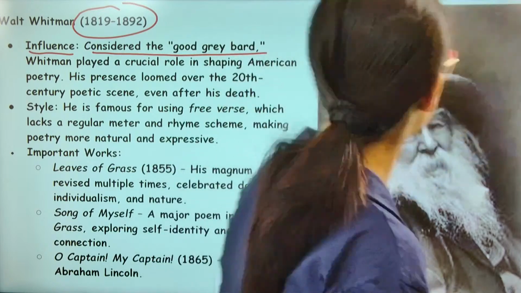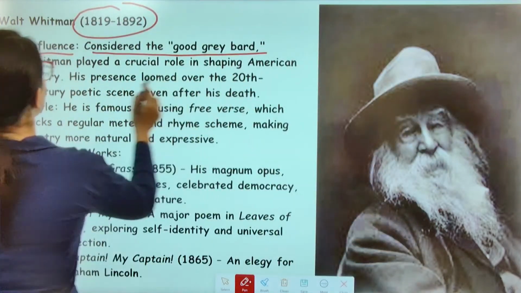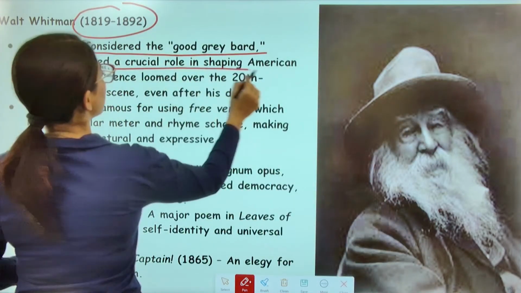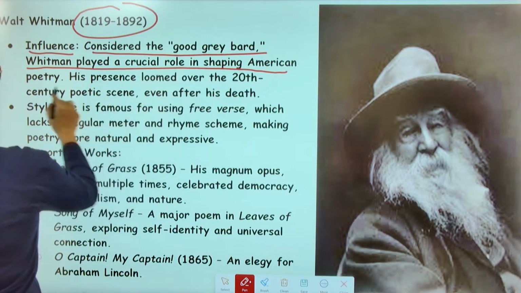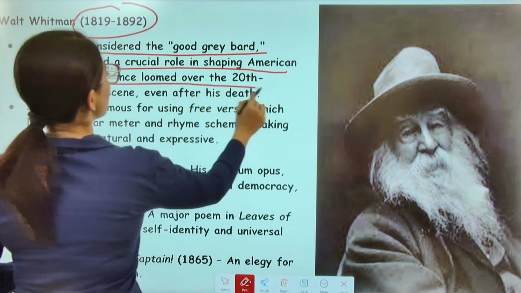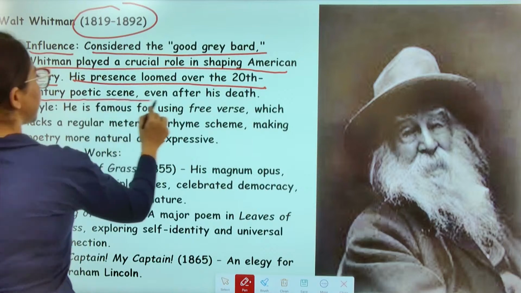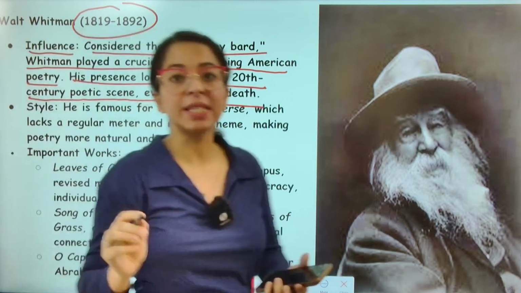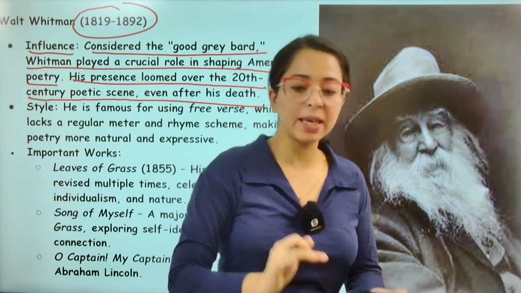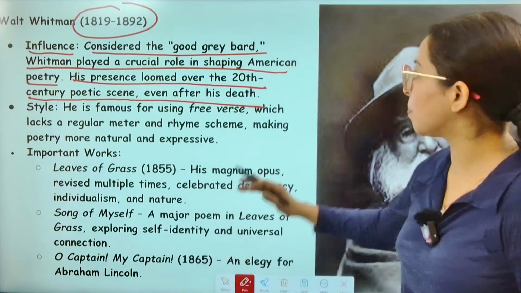So over here we can see influence: considered the good grey bard. Whitman played a crucial role in shaping American poetry. His presence loomed over the 20th century poetic scene even after his death. So even after his death, he was a very popular one.